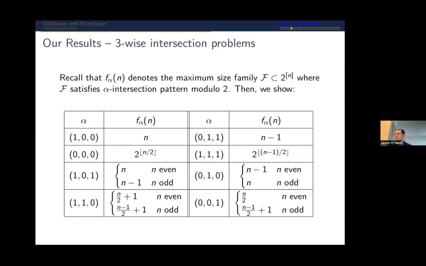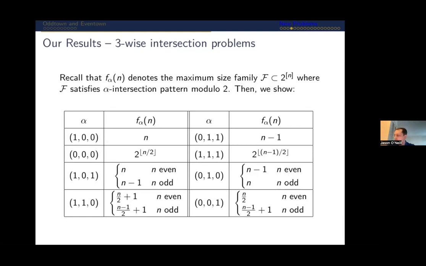A projective plane won't satisfy that type of intersection pattern, because we have no way to guarantee anything about the 3-wise intersections in a projective plane. They could have 0 elements or they could have 1 element.